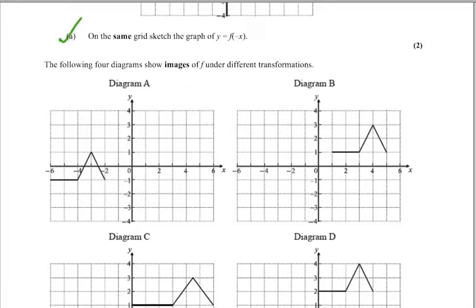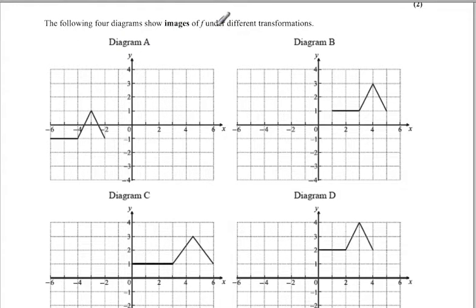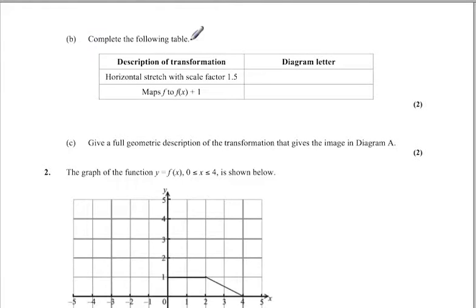So now in this part, we can see the following 4 diagrams, we just have 4 images. This is not the question yet. This is just information under F. So there's some 4 transformations. So let's just go to the next, let's see what the question is. All right, so complete the following table. Horizontal, so description of transformation, and we have to put the diagram letter.